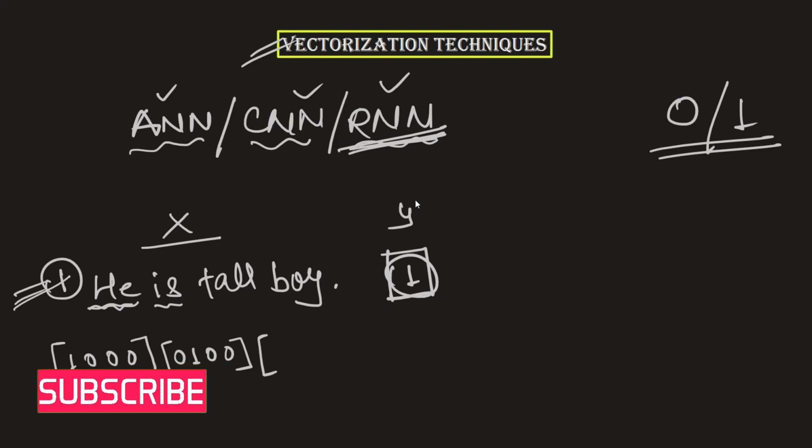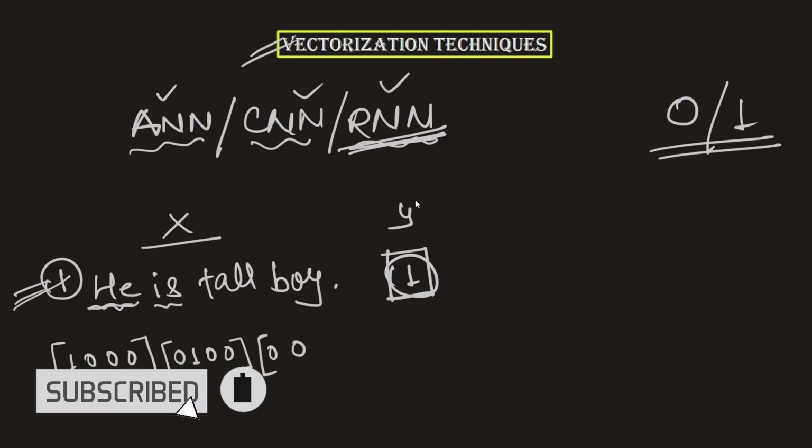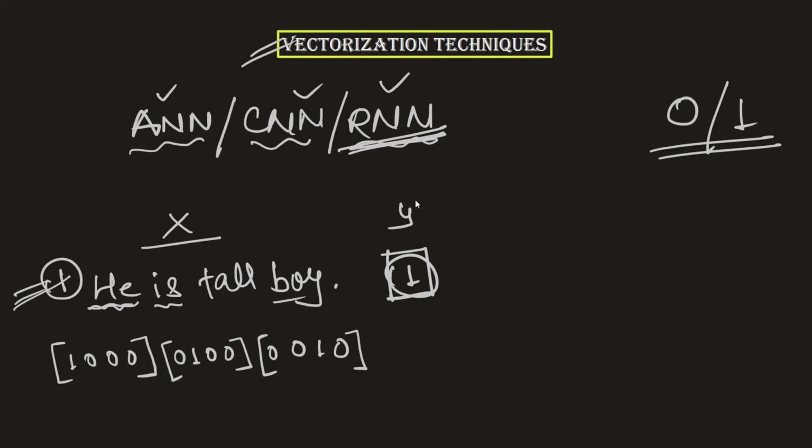Going ahead, next we will say 0, 0, 1, 0. And finally, for the last word, we can convert it like 0, 0, 0 and 1. So obviously it is very easy to understand that at the respective position of each and every word, we are keeping the vector value 1 and the rest are 0.